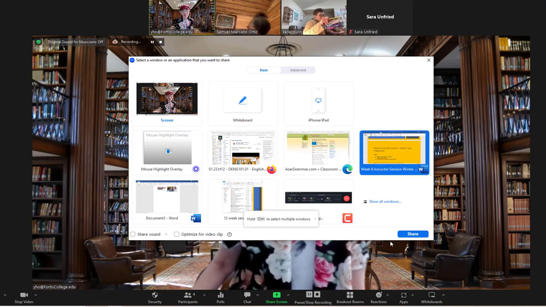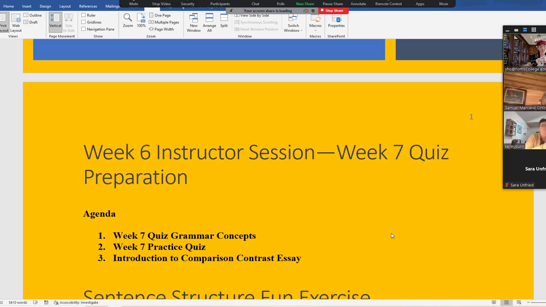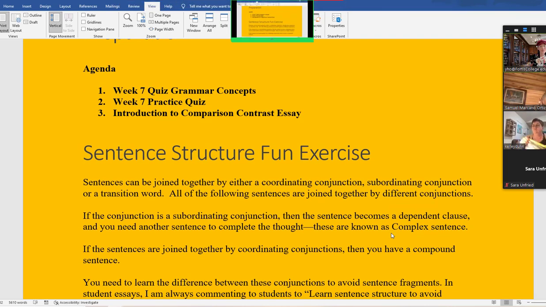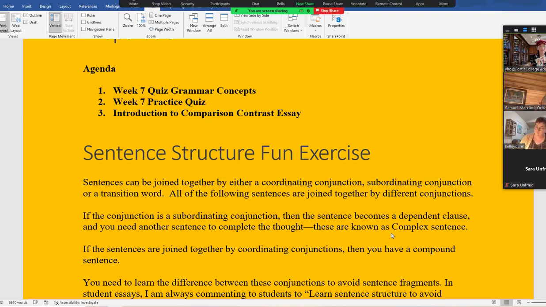Okay, so week 7 quiz. We're going to go over the week 7 grammar concepts and the week 7 practice quiz. And we're going to be doing the introduction to the comparison contrast essay, which is also going to be the last essay you're going to do. When we do the comparison contrast essay, remember the numbers 7, 8, 11, 12. Those are the four weeks you're going to be working on the comparison contrast essay.